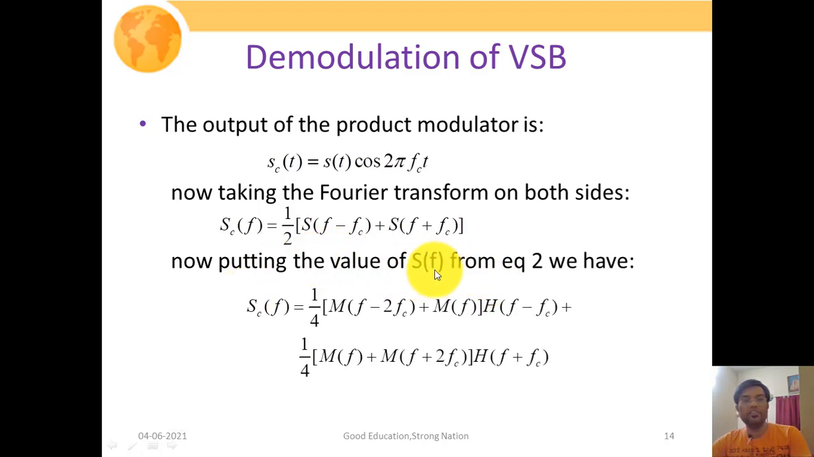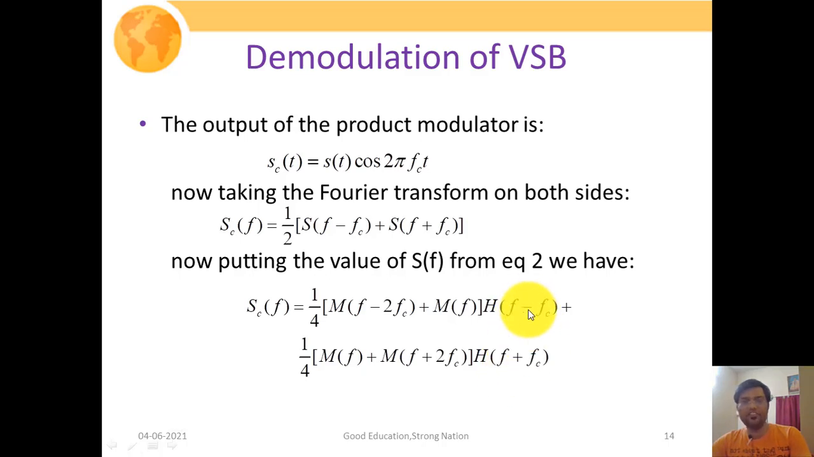Now putting the value of S(f) from equation 2, S_c(f) will be equal to 1 by 4 times, since the half is already here and in equation 2 also we have a half, so that gets multiplied, we have 1 by 4 times M(f minus 2fc) plus M(f). Then it gets multiplied with the filter transfer function H(f minus fc), plus 1 by 4 times M(f) plus M(f plus 2fc) multiplied with H(f plus fc).